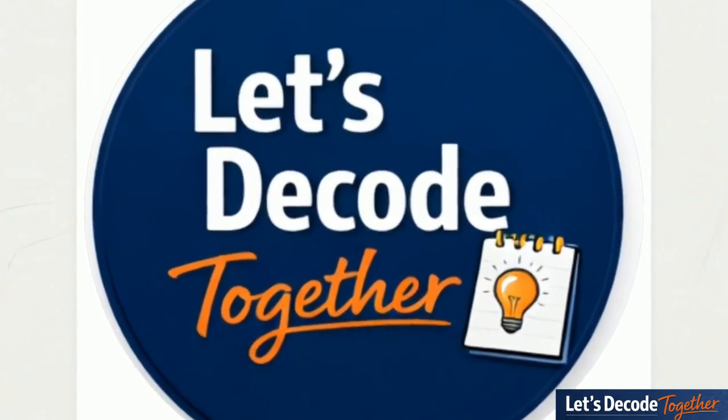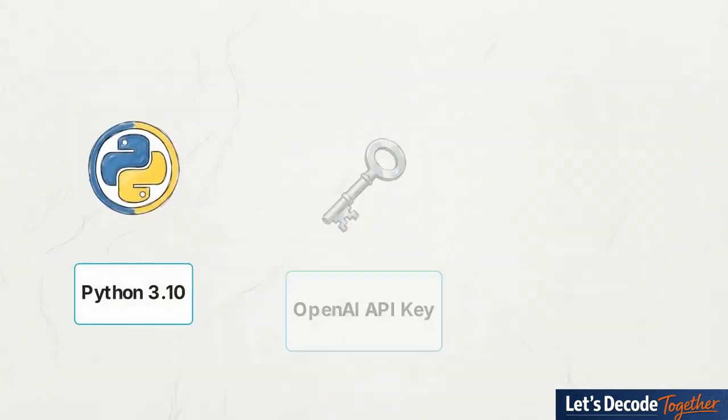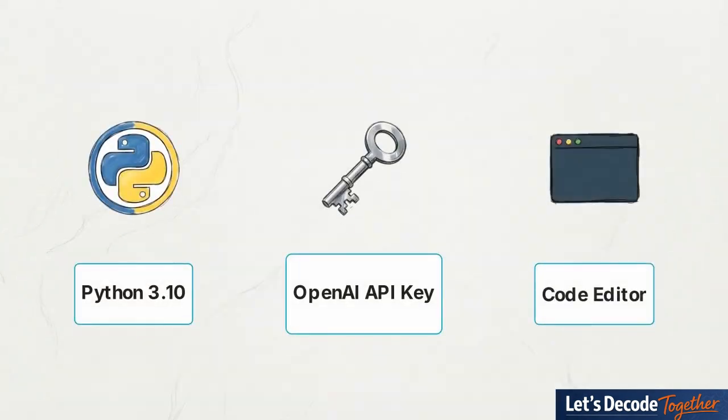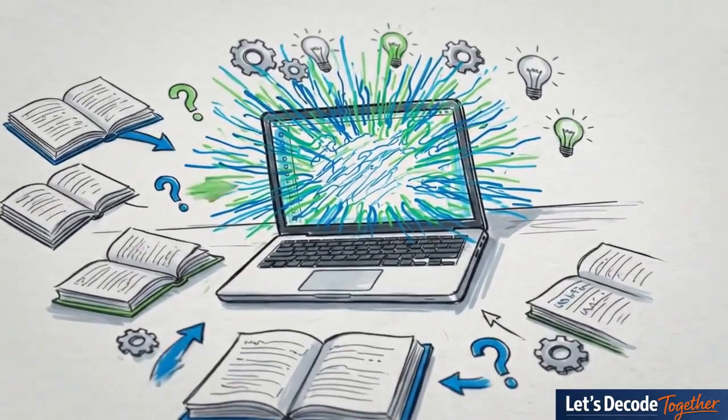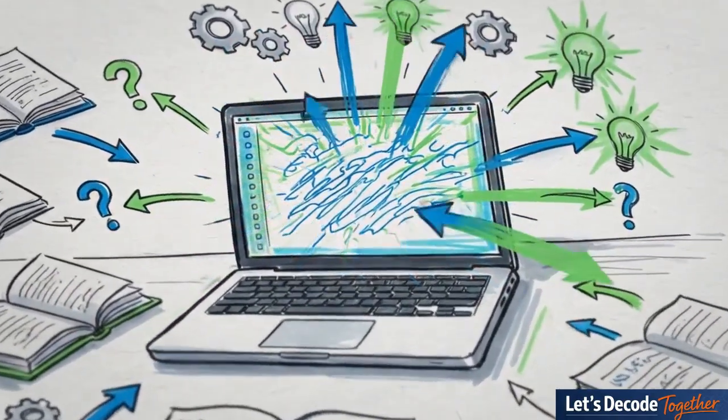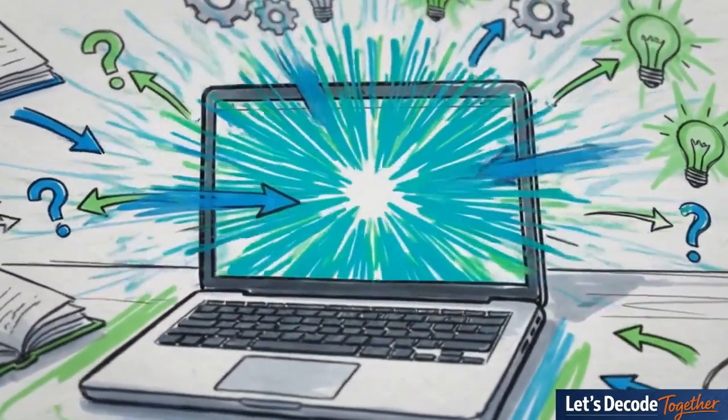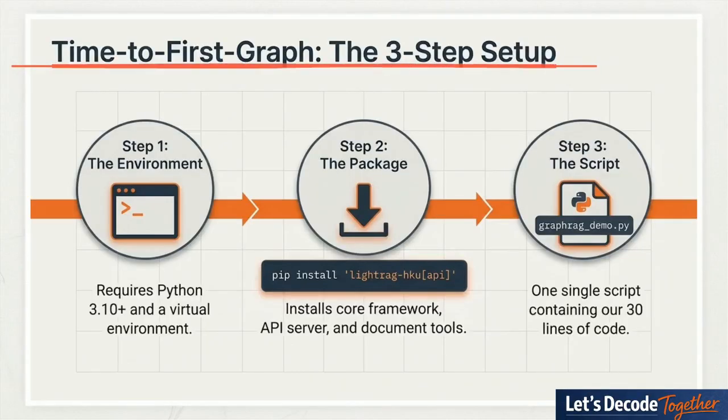To build this system, you need Python 3.10, an OpenAI API key, and a standard code editor. This setup runs directly on a laptop, bypassing the server hardware and advanced degrees usually associated with graph-based retrieval. This blueprint shows our three-step path: environment configuration, package installation, and script execution.